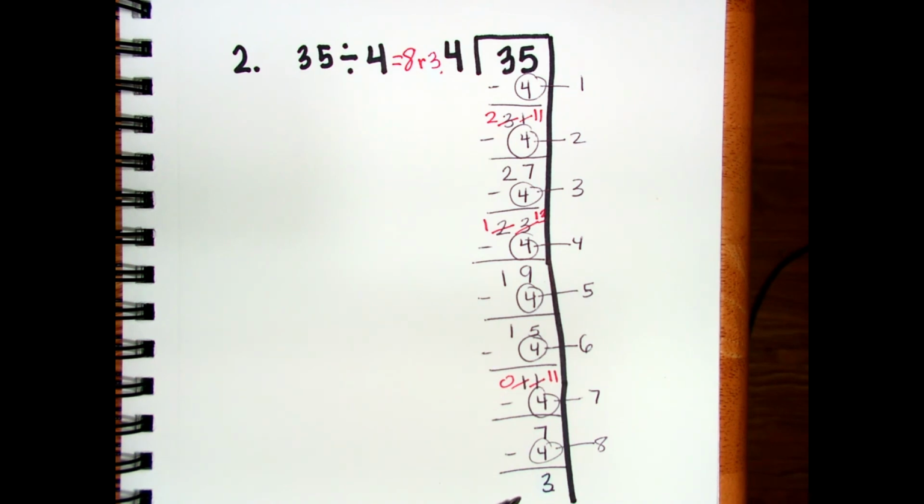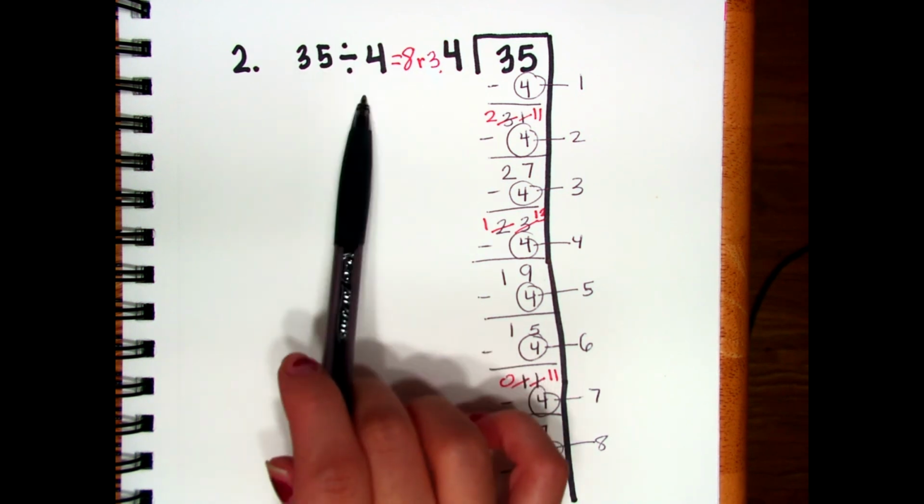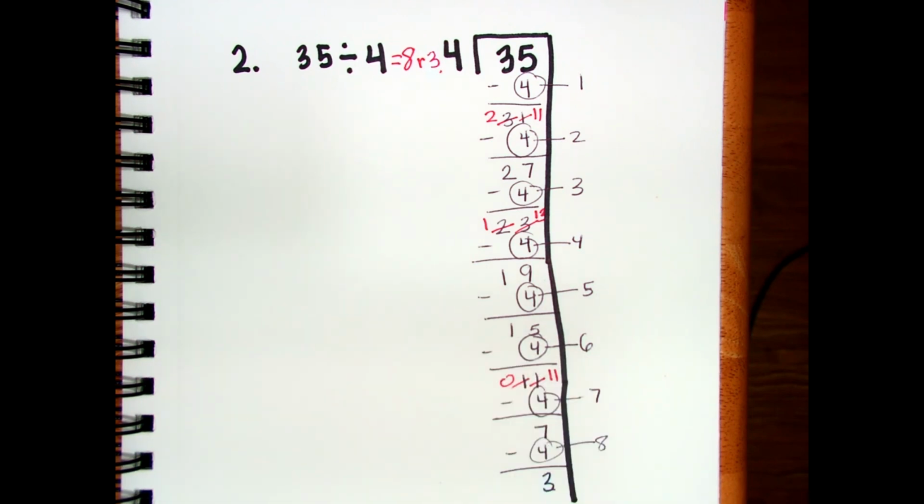That just doesn't make sense. We don't have enough to give. And so that is our remainder. We are able to divide 35 by 4 8 times, remainder 3. So that is our final answer.